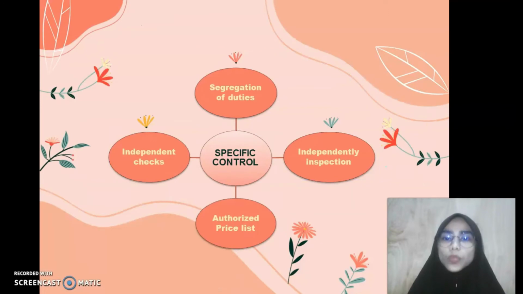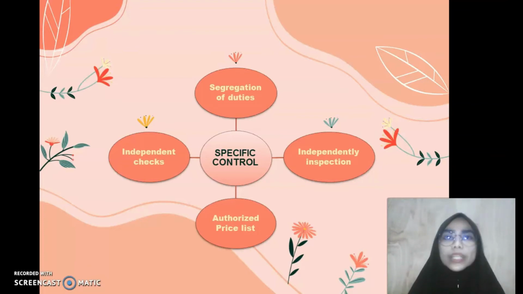The next one is specific control. The first one is segregation of duty. We segregate the function of issuing sales invoices from sales recording. The next one is independent inspection. We independently inspect the information on the bill of lading and the information on the approved sales order prior to the issuance of the sales invoice.